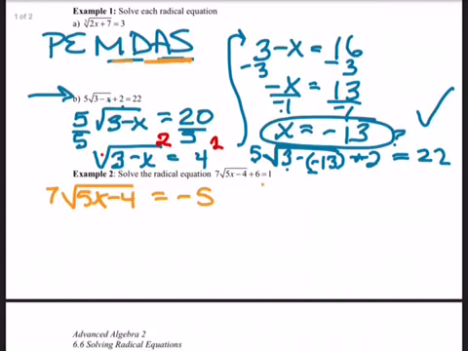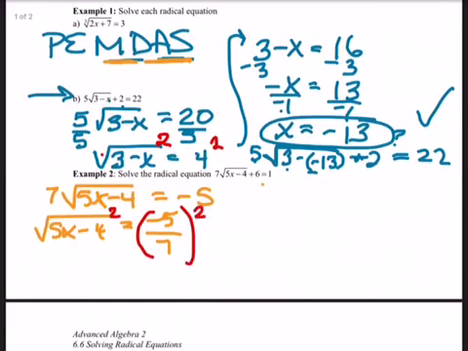Divide both sides, because now I'm on to undoing multiplication and division. Divide both sides by 7. That's a little ugly, but we get -5 over 7. And now I need to square both sides. So that means I need to square this whole fraction.